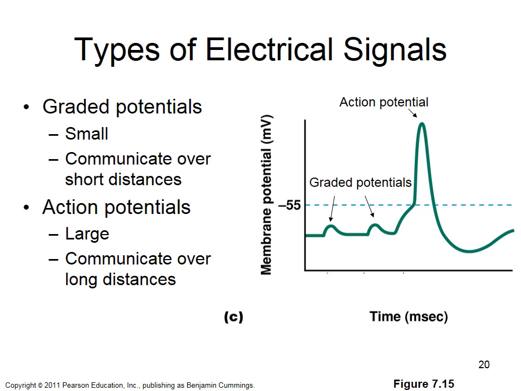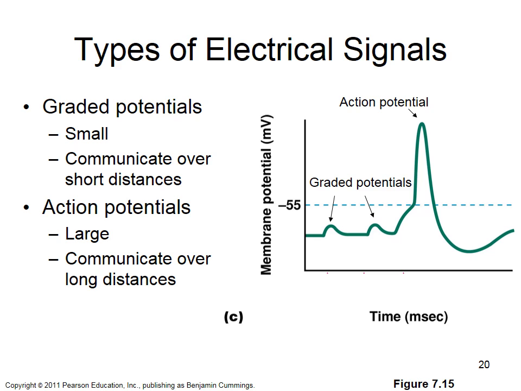When graded potentials sum and bring the axon hillock to threshold, this is what this -55 is. This is the threshold for the voltage-gated sodium channels that you start to find on the axon hillock. So when graded potentials sum and bring the axon hillock to threshold, you get an action potential, which is a large change in membrane potential, and it can travel long distances. And it's due to the voltage-gated sodium and potassium channels.